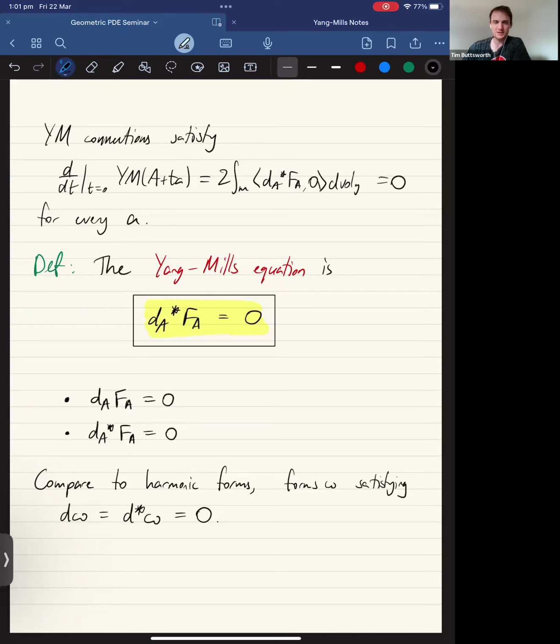Yes, thank you, Max. Does anyone have any comments or questions for Max now that we've arrived at the actual Yang-Mills equations that we want to study?